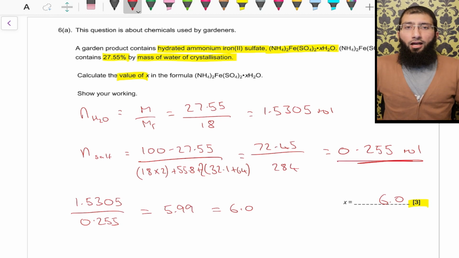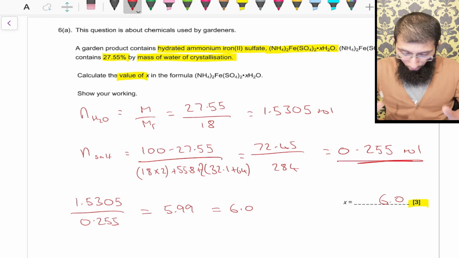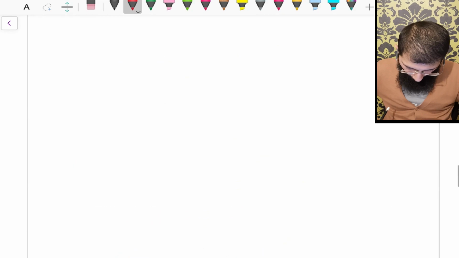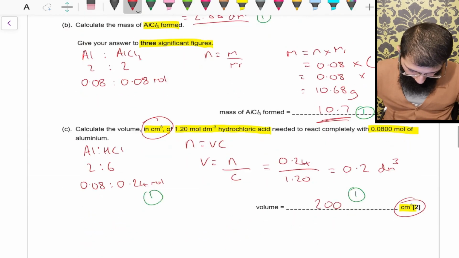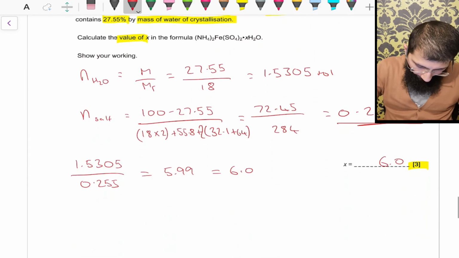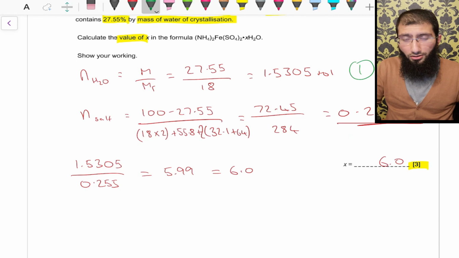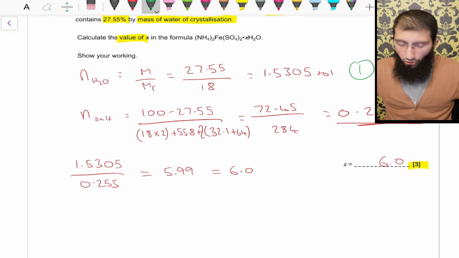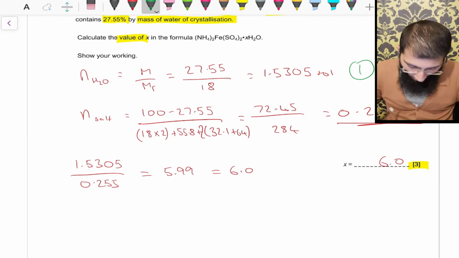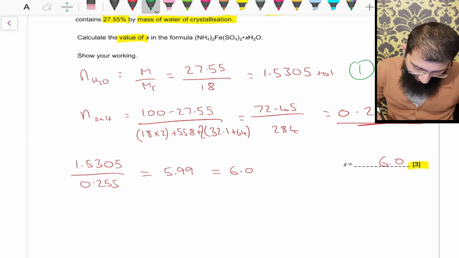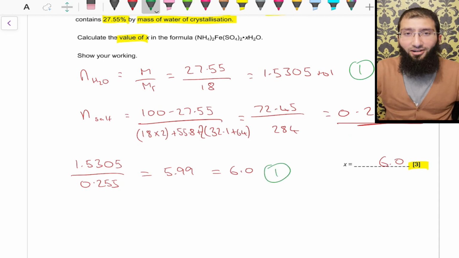Done. Let's work out where we're going to get the marks for this. We're going to get a mark for working out the number of moles of water. We're going to get a mark for working out the number of moles of our salt, our hydrated ammonium iron(II) sulfate, whatever it was. And we're going to get a mark for working out X. So that's 3 marks there.